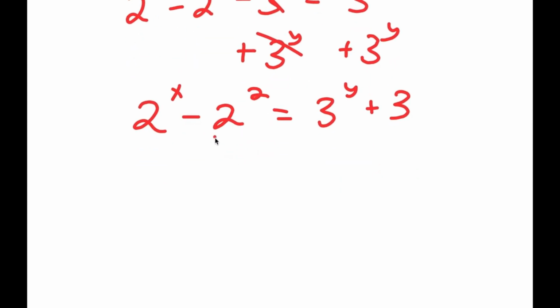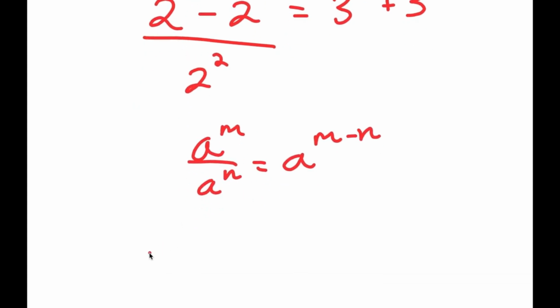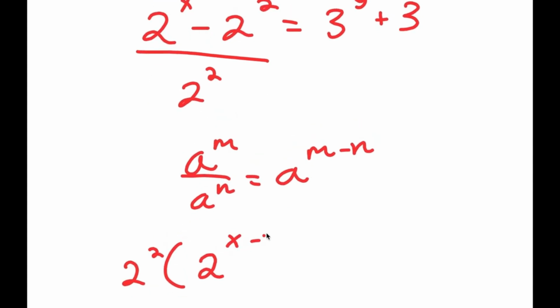Now, for my left-hand side, I'm going to divide by 2 squared. So 2 to the power of x divided by 2 squared is equal to, well, if I have something in the form a to the power of m over a to the power of n, this is equal to a to the power of m minus n. So that's the same thing as 2 to the power of x minus 2.